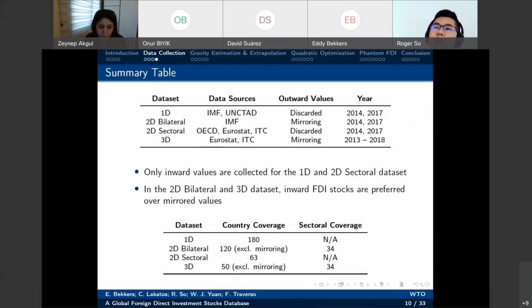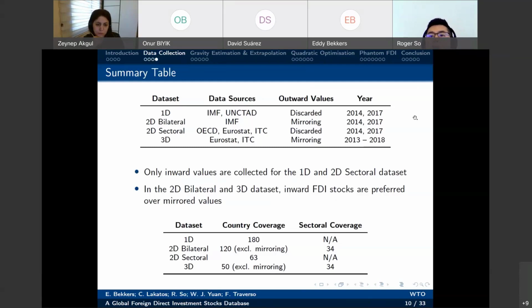What we've done is transform them into mirror values. As an example, country A's outward FDI to country B, you can think of it as country B's inward FDI coming from country A. And of course, when you do this mirroring, there will be many conflicts where both mirrored and inward data are available. But whenever there are conflicts, again, we give preference to the inward data.